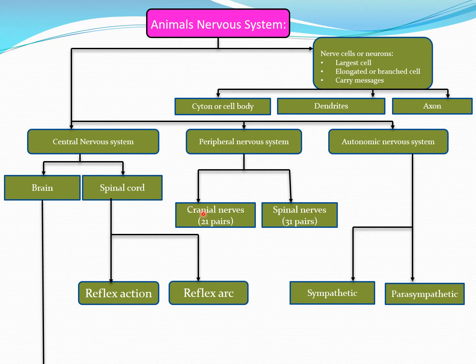Okay, cranial nerves, the nerves which are present in the brain, then face coming under this. Spinal nerves, you know, inside the vertebral column, spinal cord, that 31 pairs. Okay, this spinal cord is very important for reflex action and reflex arc.